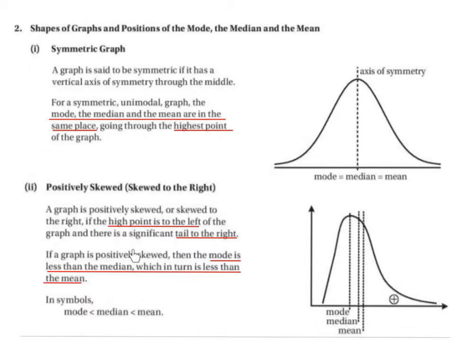If a graph is positively skewed, then the mode is less than the median, which in turn is less than the mean. So we see the mode would be to the very left, because that would be the highest point of the graph. The median would be to the right of that, and the mean would be to the right of the median. So we'd have mode, median, mean in that order. So in symbols, the median is greater than the mode, and the mean is greater than the median.